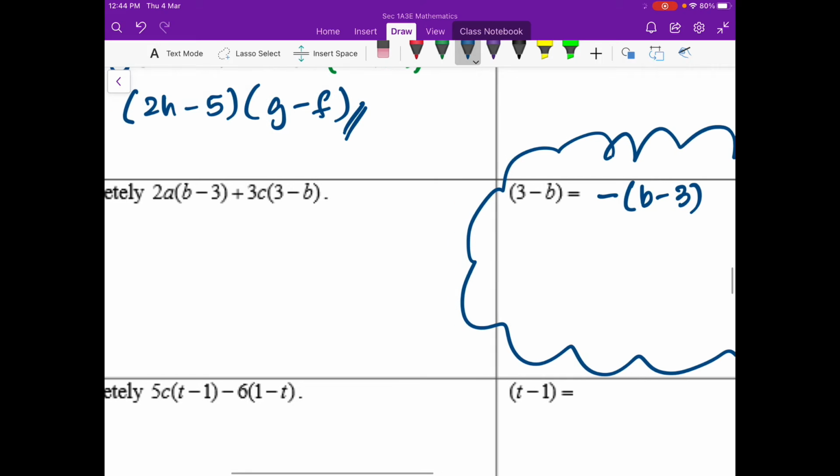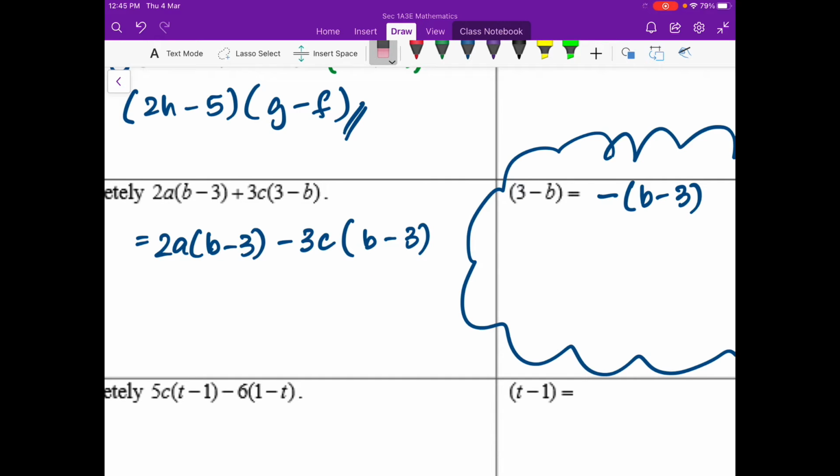So now, back to the original question. This is equal to 2a times b minus 3. And instead of writing plus 3c, what should we do? It becomes minus 3c. We change the sign over here. Minus 3c. And in the bracket, instead of 3 minus b, it becomes b minus 3. So we have just changed the sign in the second bracket. All of them. Positive 3 becomes a negative 3. Negative b becomes a positive b. And then I switch the position around so that it looks exactly the same.